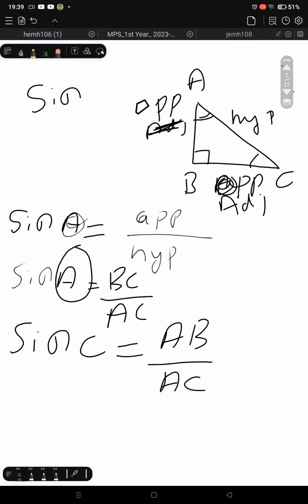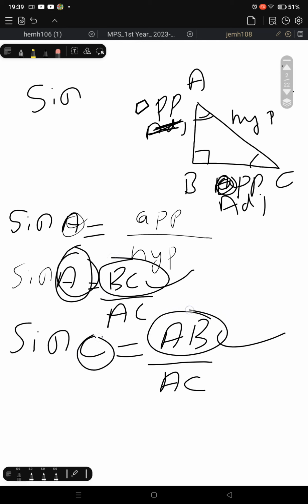So can you see the difference? When we change the angle, what happens? The opposite and adjacent sides get exchanged. So let us take all the ratios for angle A.